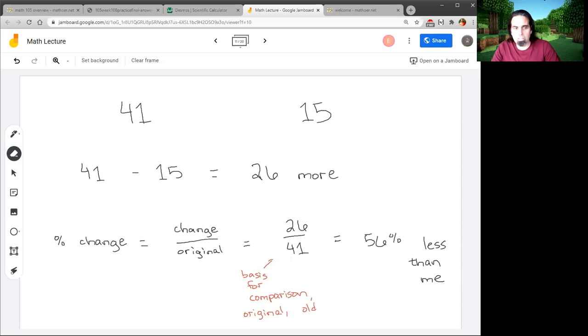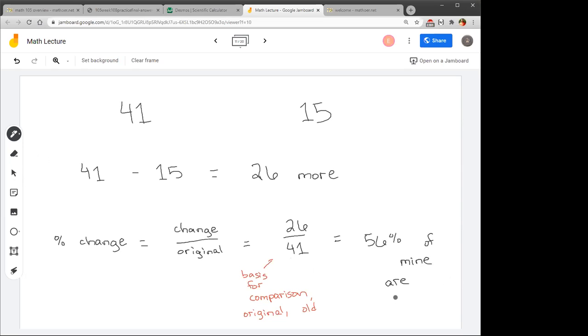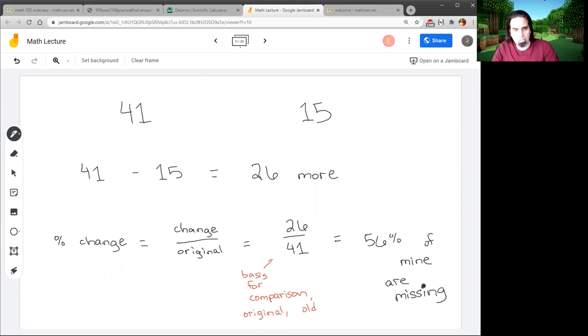56% is missing, I guess would be one way to say it. Where did the 56% come from? Because I'm taking the change, the 41 minus 15, and dividing it by what was the original, what was mine from my point of view. So more than half of mine are missing by the time we give them to Marjorie.